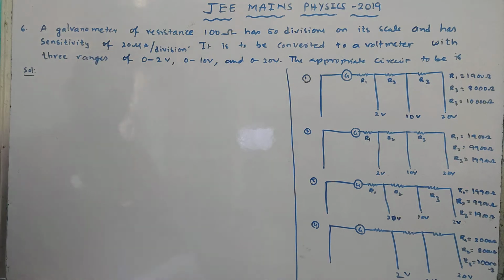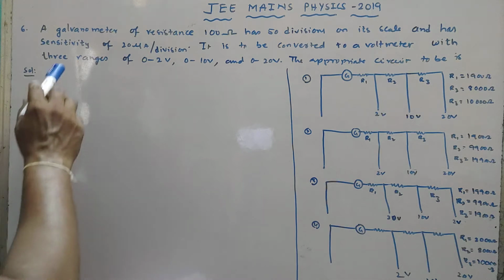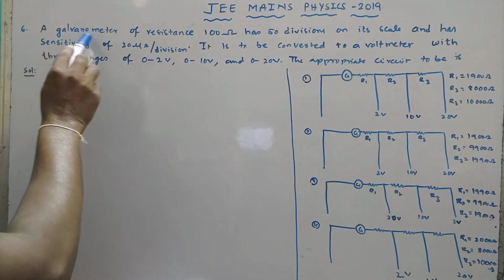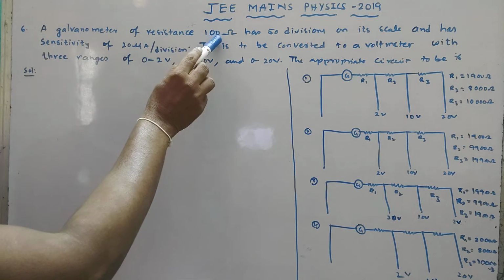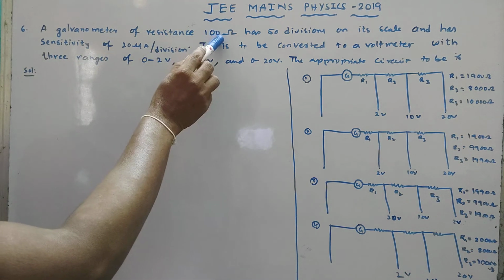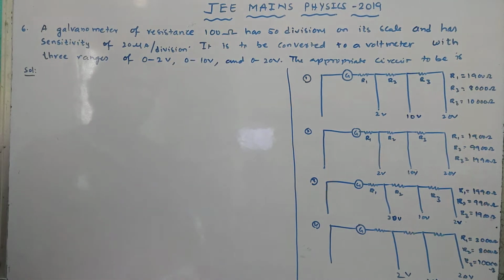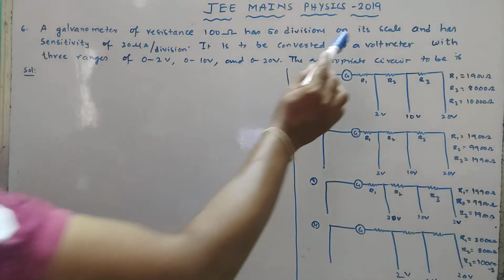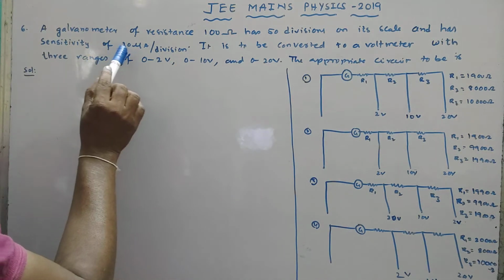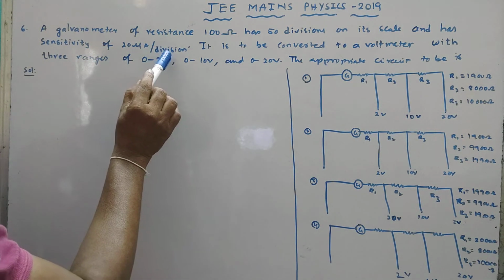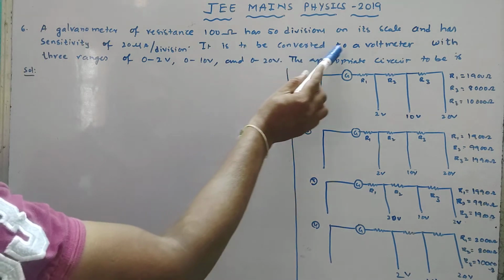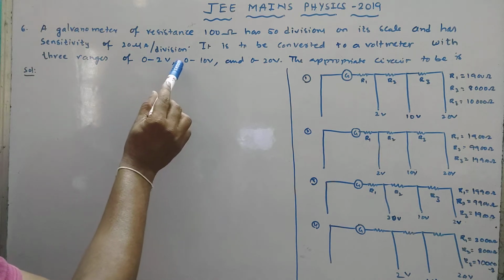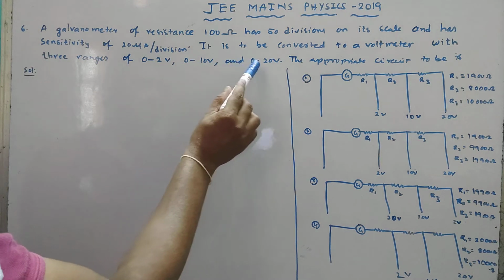So here I have one question which came in the JEE Mains 2019 Physics paper. A galvanometer of resistance 100 ohm has 50 divisions on its scale and has a sensitivity of 20 microampere per division. It is to be converted to a voltmeter with three ranges of 0 to 2 volt, 0 to 10 volt and 0 to 20 volts.